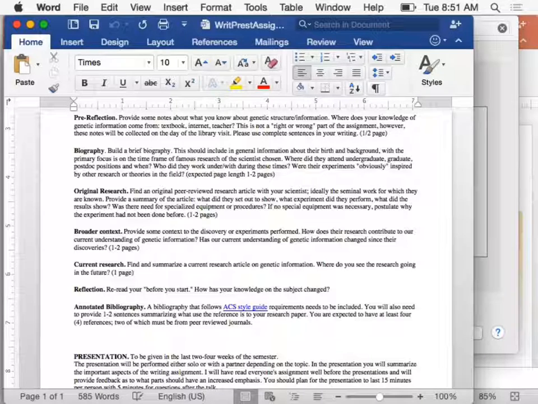Which gets us into the next part, the broader context. These people were known for something. What is that something? Evaluate that something, allow us to understand what that meant to our broader scientific community.